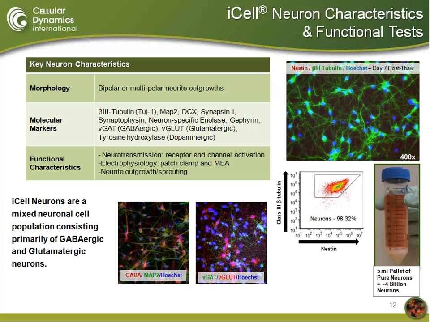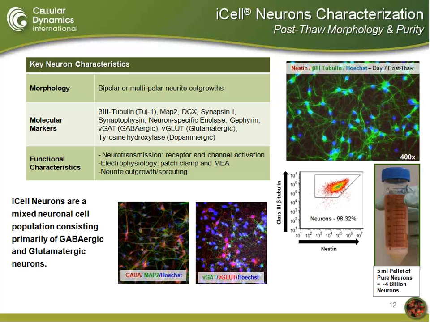Our iCell neuron population consists primarily of a mix of GABAergic and glutamatergic neurons with a very small amount of dopaminergic neurons. I just want to point out the image to the lower right on this screen. It's a 15 conical tube containing a 5 mil pellet of pure neurons, which is approximately 4 billion pure neurons in this pellet. And this really speaks to the capabilities of our manufacturing procedures. This comes from a single production run and really reflects our ability to produce near unlimited quantities of cells.